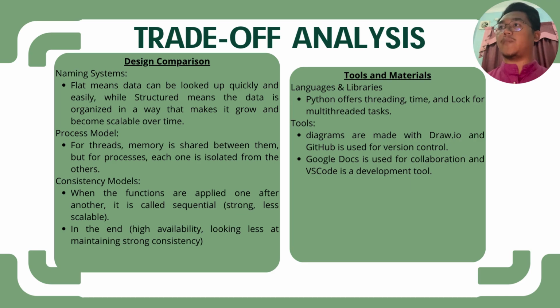So today I would like to talk about trade-off analysis. We have two parts: design comparison, and tools and materials. For design comparison, flat naming means data can be looked up quickly and easily, while structured means the data is organized in a way that makes it grow and become scalable over time. For the process model, for threads, memory is shared between the processes, while for processes, each one is isolated from the others. For consistency models, when the updates are applied one after another, it's called sequential, strong but less scalable. In the end, eventual gives high availability but weaker consistency.